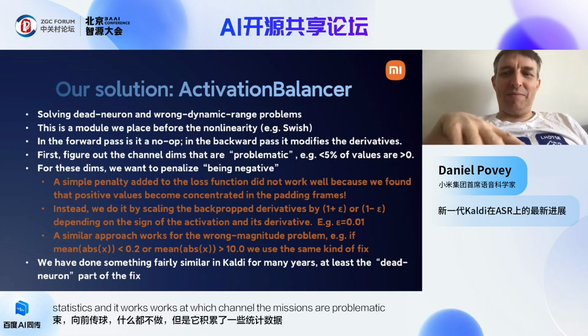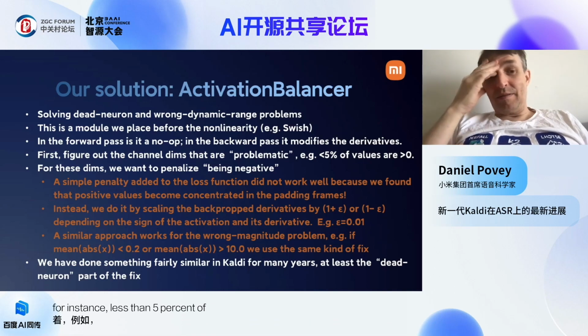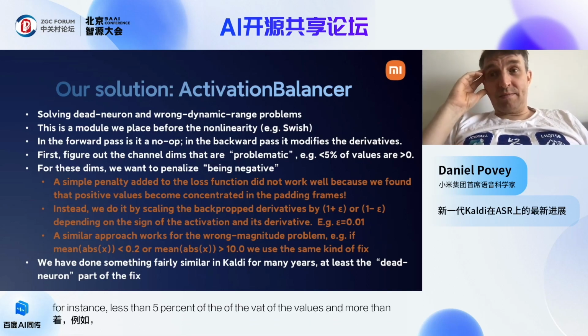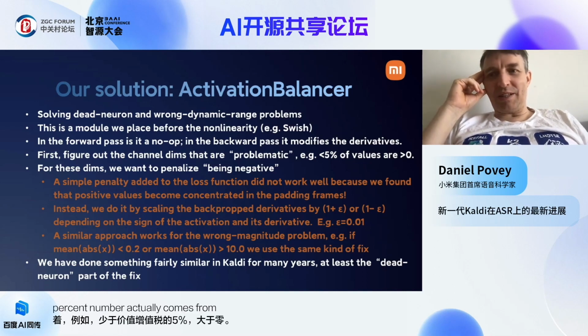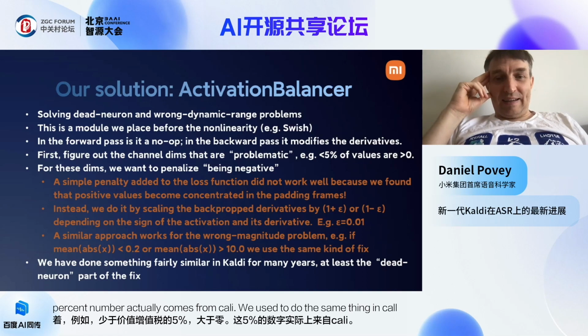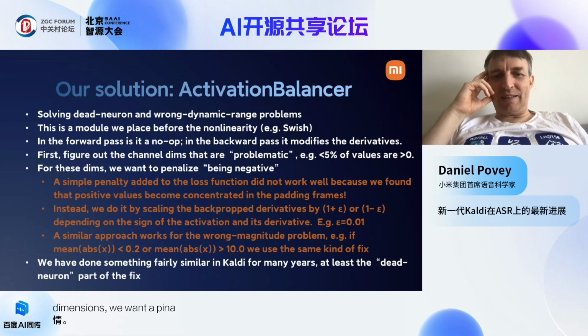And problematic means, for instance, less than 5% of the values are more than 0. This 5% number actually comes from CalD. We used to do the same thing in CalD. So for those dimensions, we want to penalize them if they're negative.